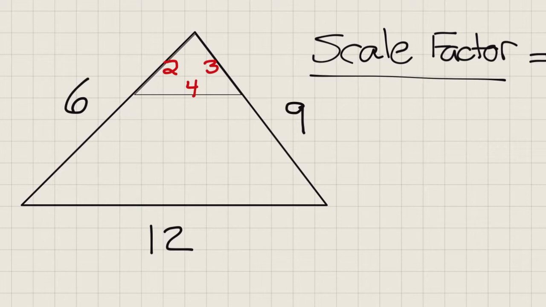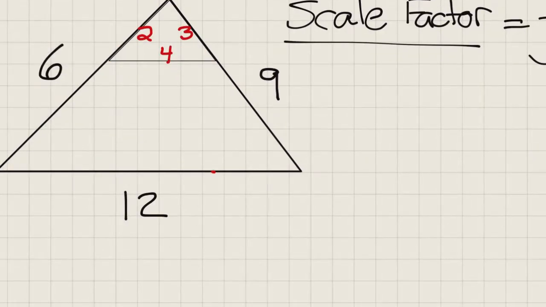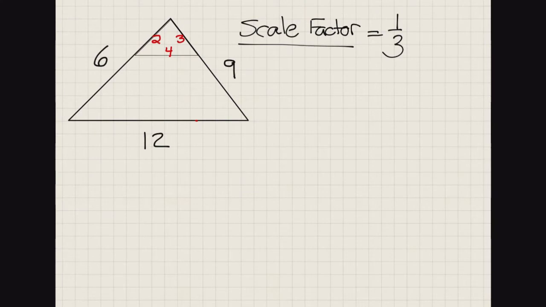I would take 9, multiply it by 1/3, and that becomes 3. Take 12, multiply it by 1/3, and it becomes 4. So the idea here is that I can take numbers and multiply them by the scale factor, and they can get larger or smaller.